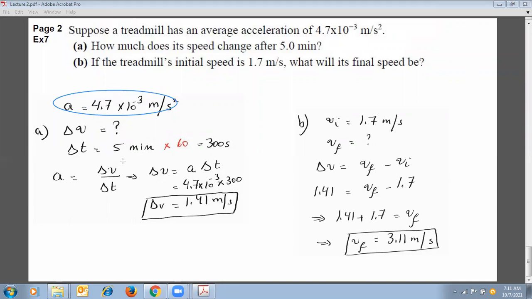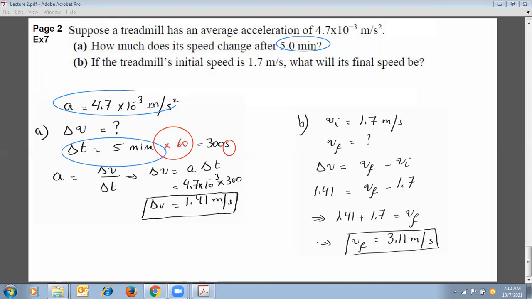What is this 5 minutes? This 5 minutes is the total time you spent on the treadmill. So we have the acceleration and we have the delta time, but it's in minutes. So what do I need to do? I need to multiply by 60 in order to get it in seconds. So we're converting from minutes to seconds. Here we multiply because a minute is 60 seconds.